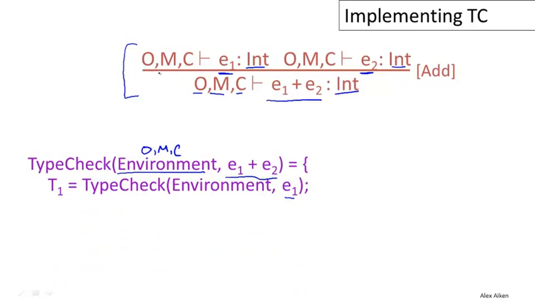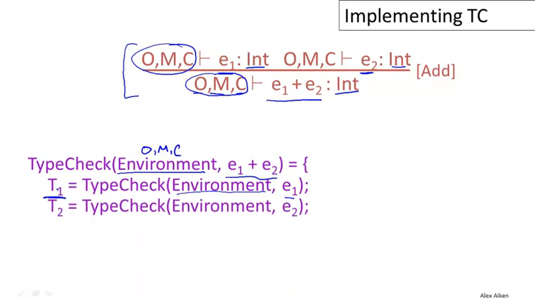And we can see from the rule that the environment in which E1 is type checked is exactly the same as the environment of E1 plus E2. So we just pass whatever our original environment argument was for E1 plus E2 on to a recursive call to type check the sub-expression E1. And that type checking will run, and it will return some type T1. Now, we don't know that T1 is an integer at this point. We're going to have to check that. So we just remember what the type of E1 is.